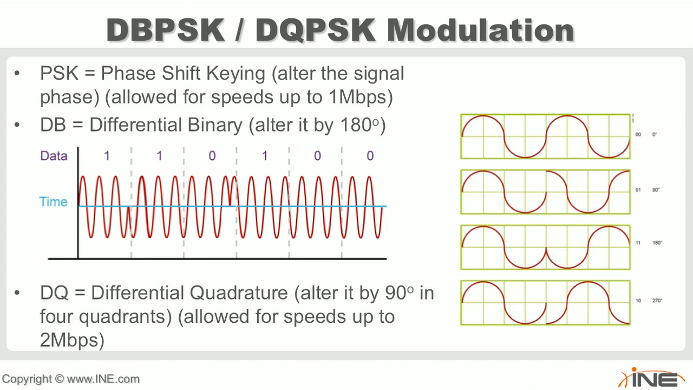With differential binary, this allowed for speeds up to 1 megabit per second. With differential quadrature phase shift keying, we were able to achieve speeds of up to 2 megabits per second. So keep in mind the difference between the quadrature, the quads that we're using, and what it is we're doing. In this case, shifting the phase, phase shift keying.